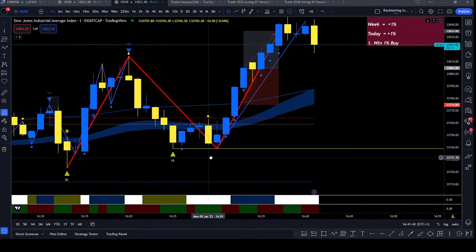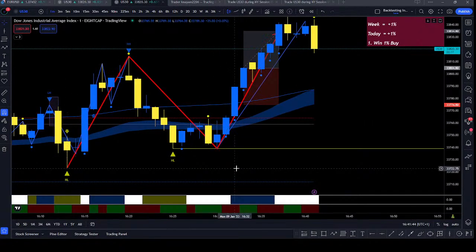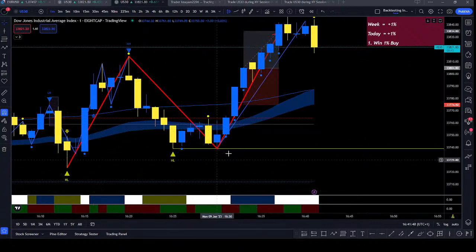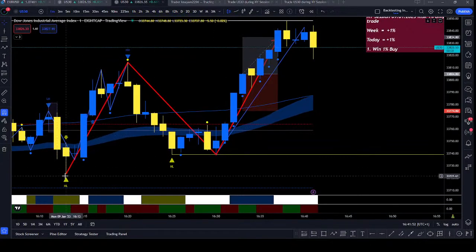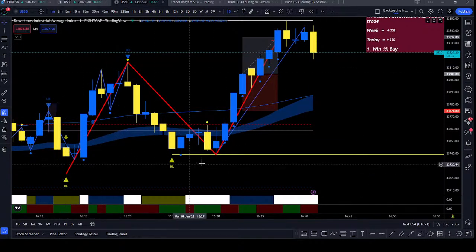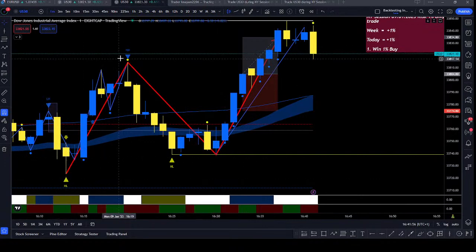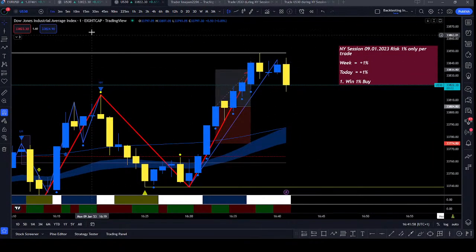I was looking for that. If the price closed below this level again and went further down, that would have been my third leg first period, guys. But it did not. It managed to stay in the bullish structure. And that's what it did: first leg, second leg, and the third leg.